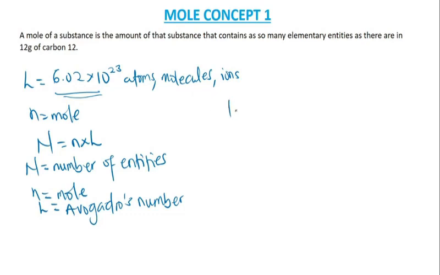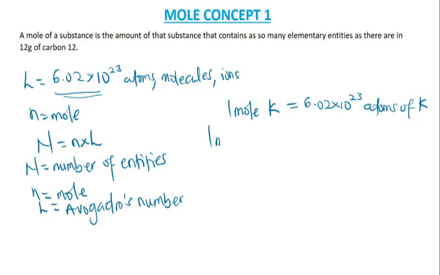So let's just do a quick example. If we say 1 mole of potassium K, what we mean by this is, potassium is an element, so this 1 mole of potassium contains 6.02 times 10 raised to the power 23 atoms of potassium K. This is the number of atoms of K that we can find in 1 mole of potassium.